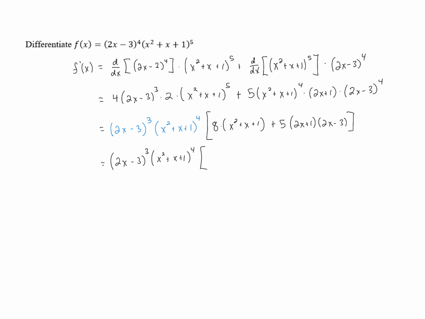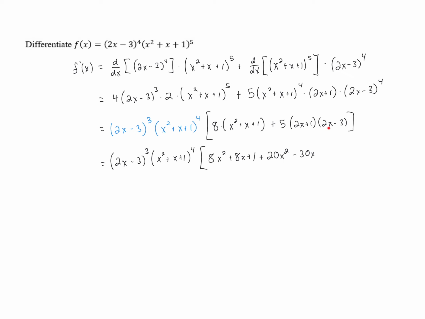And then in here, if we distribute the 8, that gives us 8x squared plus 8x plus 1. And then if we look at what's going on in here, I'm going to FOIL this out, but because we've got the 5 out front, as I'm foiling, I'm going to multiply each of these products by 5. So the first term's 2x times 2x, that's 4x squared. But if we multiply that by 5, that's going to be 20x squared. Then the outer ones, 2x times negative 3 is going to be negative 6x. But when we multiply that by 5, that's going to be negative 30x.